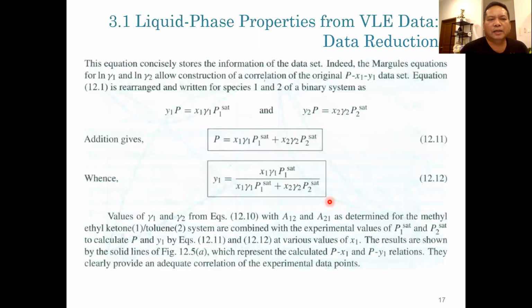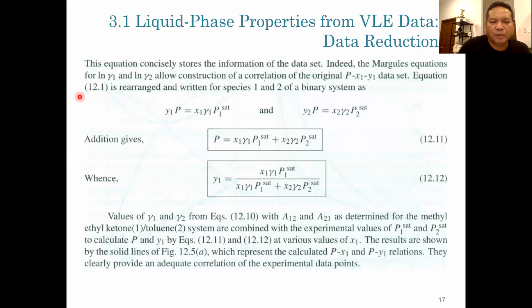Okay, so the next one is the liquid phase properties from VLE data, data reduction. In the equation, we concisely store the information of the data set. Indeed, the Margules equation for ln gamma 1 and gamma 2 allows construction of a correlation of the original P, x1, y1 data set. So from this, we know this equation from earlier.